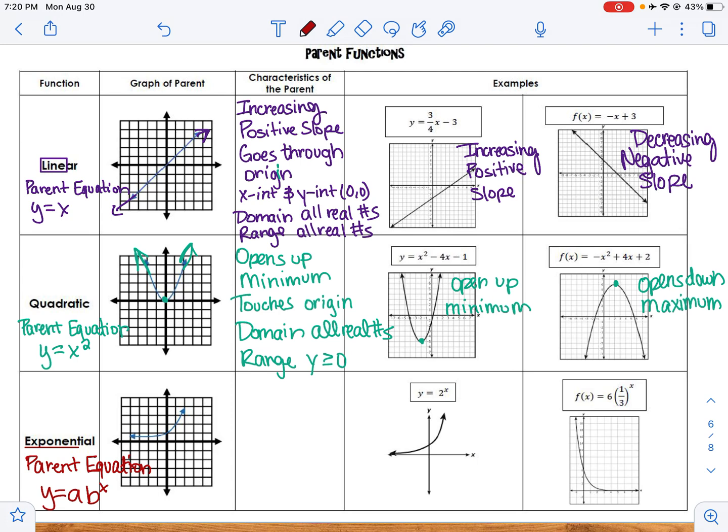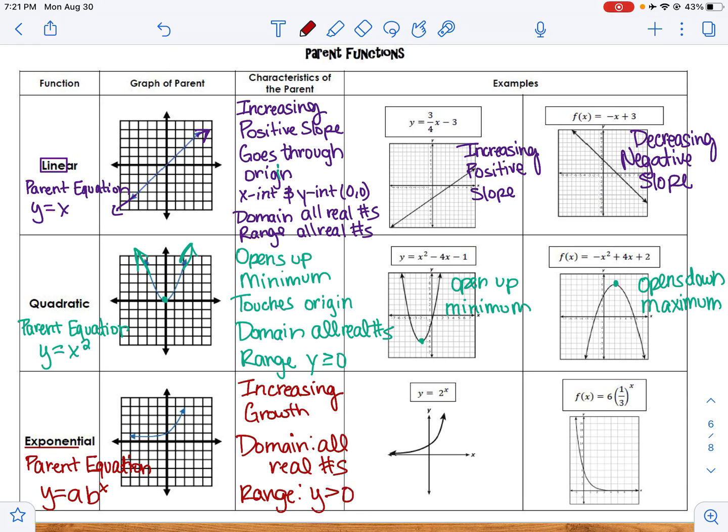Okay, the parent function is going up from left to right, which means it's increasing, or we call this exponential growth. It's not touching the x-axis, so the domain is again all real numbers because it's going to keep going in both directions forever and ever. But the range is what changes. The y values are just greater than 0 because it never actually touches 0, it just gets really close to 0.